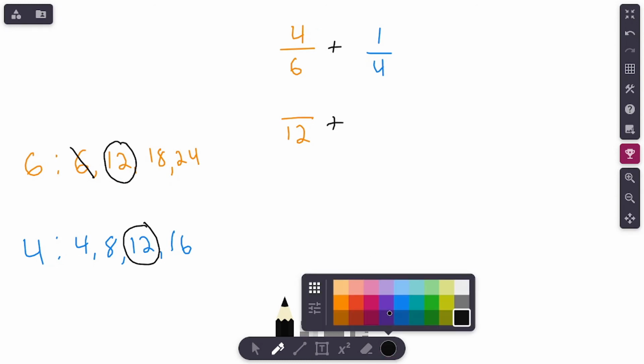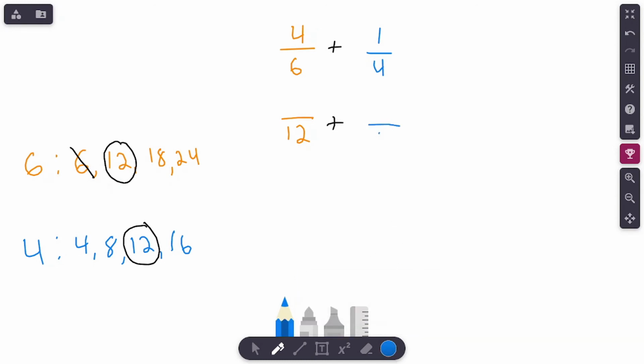That's good news for us. We found a common denominator. Now let's create some equivalent fractions. For 4/6, we need to create an equivalent fraction that has a denominator of 12. So how is that happening? 6 times what gives us 12?